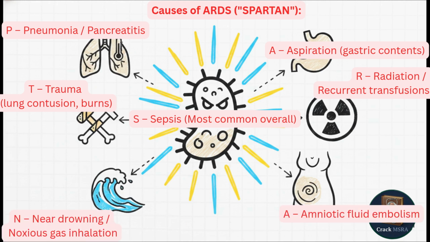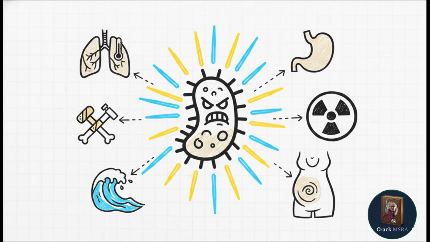Spartan. But keep in mind, sepsis is the single most common trigger overall. If a question describes a patient with severe sepsis who suddenly develops bilateral infiltrates and oxygen levels that just won't rise, ARDS should be flashing in neon lights in your brain.